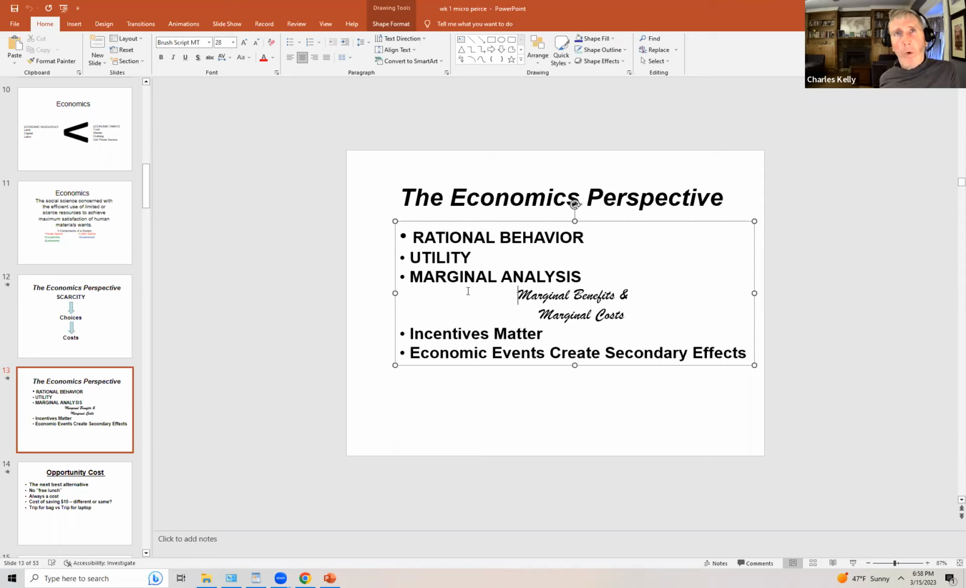Think of something like, I work out every week for 6 hours. Should I work out for 8 hours or should I cut it back to 4 hours? For an economist, a decision makes sense as long as the additional unit brings more benefit than it costs. So we call these marginal benefits and marginal costs.